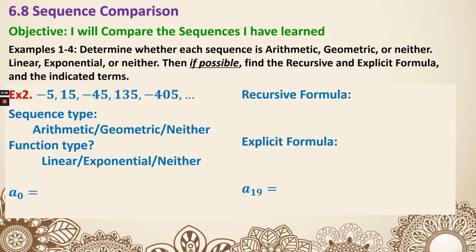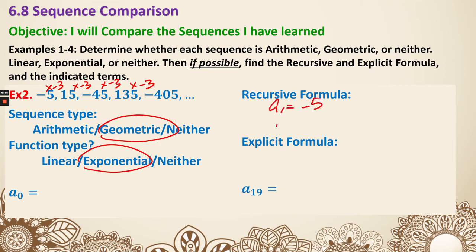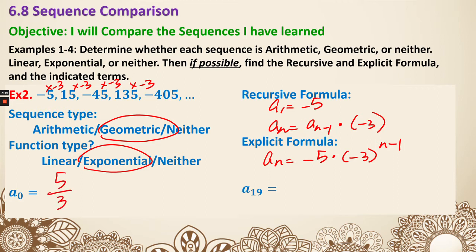Next, example 2. You should be able to notice that it is multiplying by a negative 3 all the way through. So geometric and exponential. A sub 1 is negative 5, and a sub n equals a sub n minus 1 times negative 3. Explicit formula, a sub n equals negative 5 times negative 3 to the n minus 1 power. A sub 0 is basically tracing back. So negative 5 divided by negative 3 is going to be a positive 5 over 3.